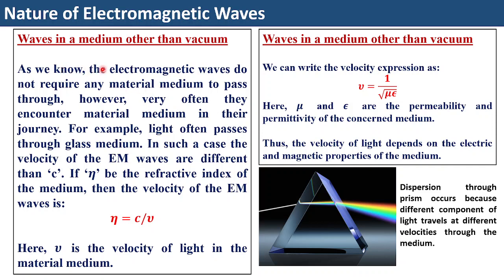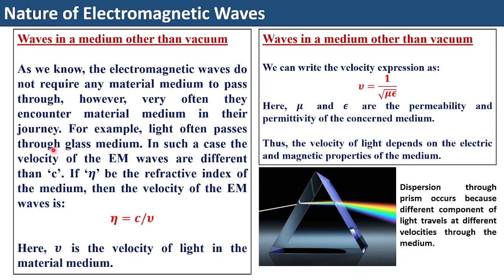material medium. As we know, electromagnetic waves do not require any material medium to pass through. Now there is a difference in these statements. Electromagnetic waves do not require any material medium to pass through, but that doesn't mean that they don't interact with the material medium. They interact because while passing through our world, they meet many different objects which try to obstruct their motion. So they don't require the support of a material medium, but they certainly interact with it.